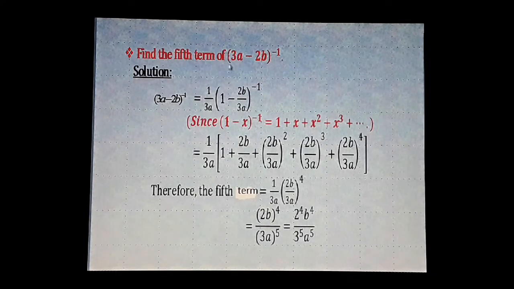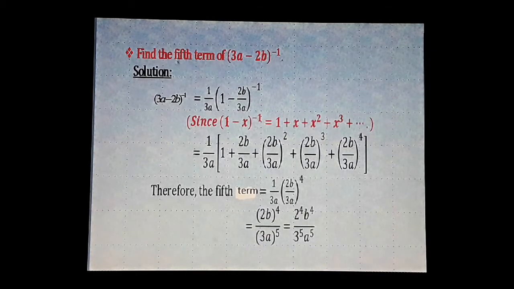So here we have to take 3a commonly outside. Why? Because all of our binomial expansions are of the form 1 plus or 1 minus, so here also we have to make it of that form. So we take 3a outside: 3a into (1 minus 2b/3a) to the power minus 1. Then (3a) to the power minus 1 becomes 1/3a, and the remaining is (1 minus 2b/3a) to the power minus 1. Just compare with our standard binomial expansion, you expand this, you will get it like this.